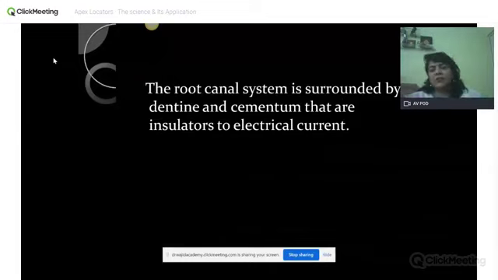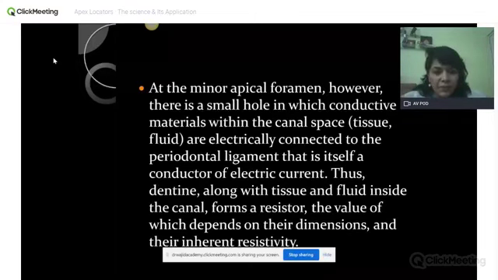So the root canal system, if you have a closer look and pay attention to the components and the constituents of the tooth, it is surrounded by dentine and cementum. And these are obviously insulators to the flow of electrical current. What about the bone? The bone is also an insulator. So what are the conductors? The conductors would be, at the minor apical foramen, we have a small hole in which there are conductive materials, within the canal space, you will see the tissue fluids. They are electrically connected to the periodontal ligament which lies at the apical foramen, and that is an excellent conductor of electrical current.